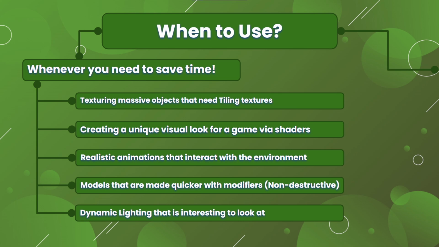But also realistic animations that interact with the environment, right? When you use shaders to do it, it's affecting the world space versus just per model. So when you have things such as the sway of trees and the wind blowing through things, when you have a scrolling texture on the world space, it makes everything feel like it's moving together, right? Models are made quicker with modifiers, of course, non-destructive. And dynamic lighting becomes interesting to look at, right?